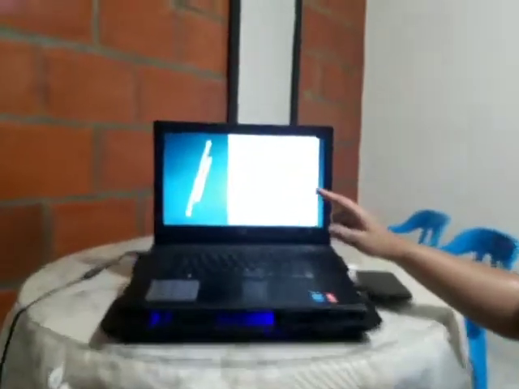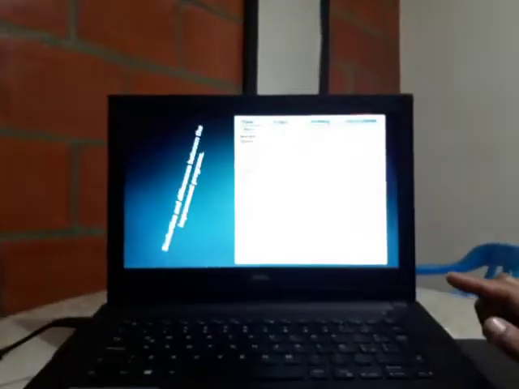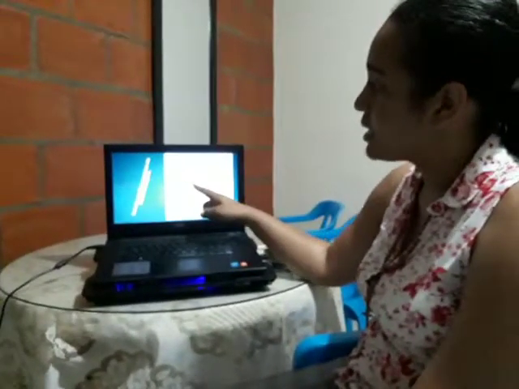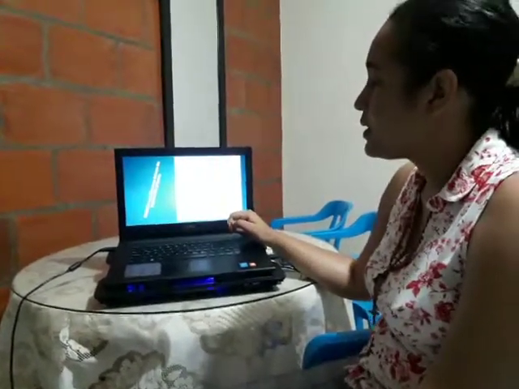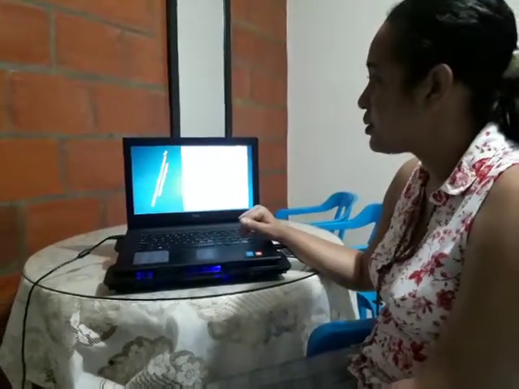Focus. Six Sigma: problem focus. Lean thinking: flow focused. Theory of constraints: system constraints. Assumptions. Six Sigma: a problem exists, and figures and numbers are valued. The system improves if variation in all processes is reduced.